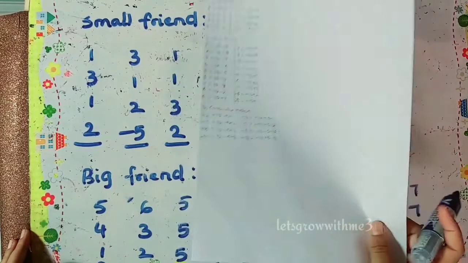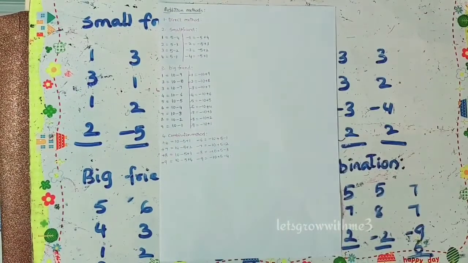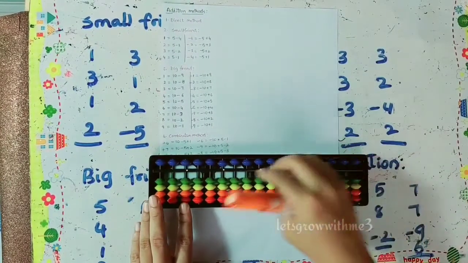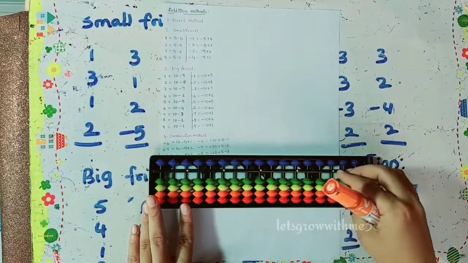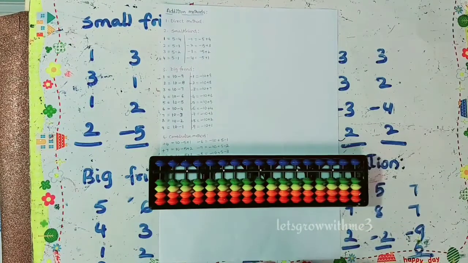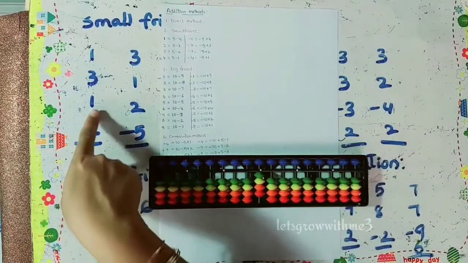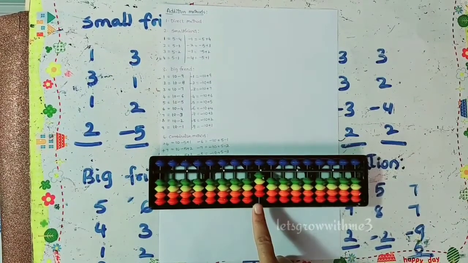Let's see the next method, small friend method. So here we have two numbers AB. When you add the two numbers combination, we will get result as 5. So this is called small friend method or complementary number with respect to 5, because here whatever the combinations we have, they are complement to each other. 1 complement to 4, 4 complement to 1, 2 complement 3, 3 complement 2.